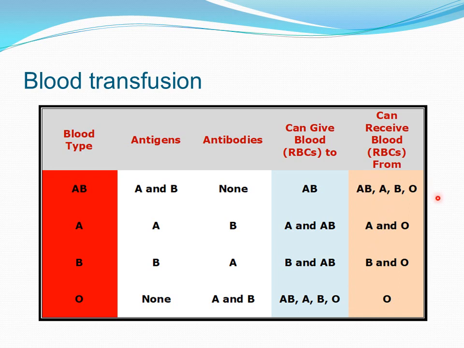As AB can receive blood from all, it is called the universal recipient. As there is an absence of antibodies, it can receive blood from all, with no agglutination reaction. Here also, as it is not having any antigens but is having antibodies, it can give blood to all, but it cannot take blood from all. It can take blood from only O. So let us move on to the next slide and see.